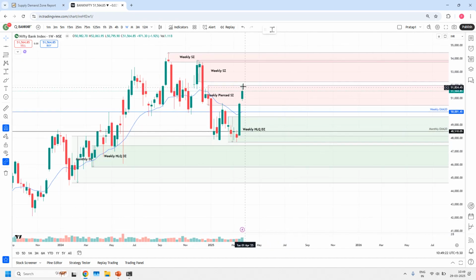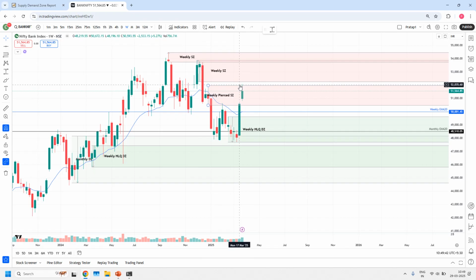And this is already pierced. Maybe in the next week, suppose the market continues, suppose it rallies, what will happen? This zone may violate completely because it is just pierced. There are two possibilities. There could be some trap above this zone that you can identify in the lower time frame zones.